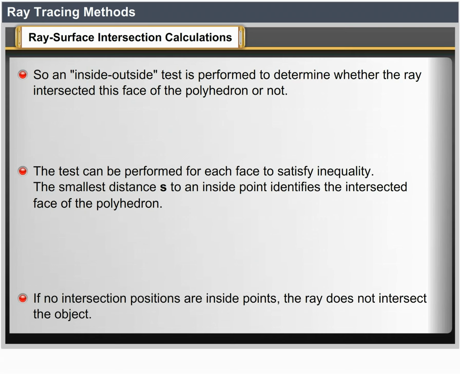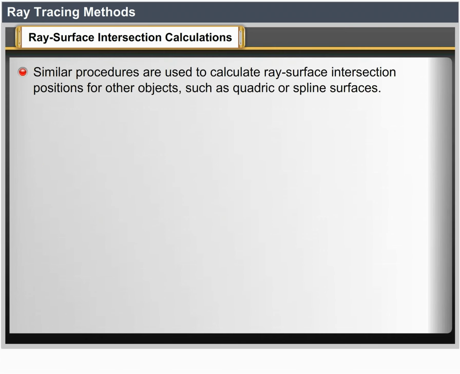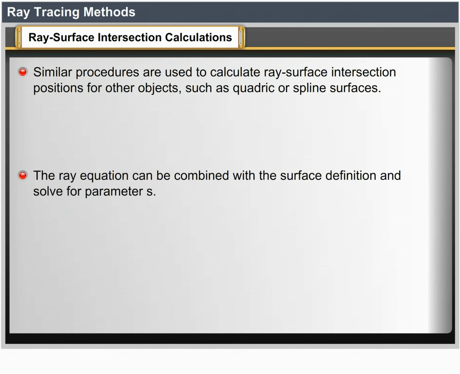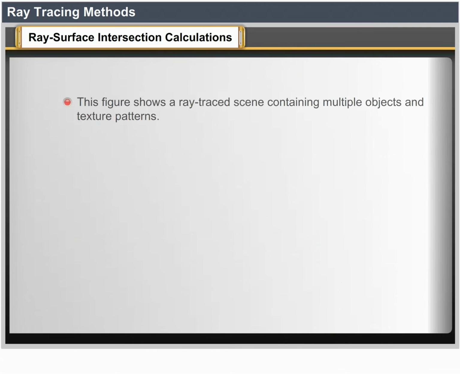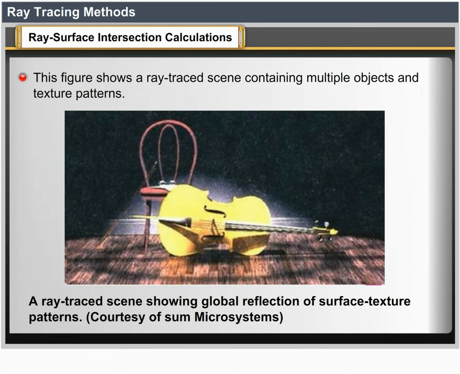Similar procedures are used to calculate ray-surface intersection positions for other objects, such as quadric or spline surfaces. We combine the ray equation with the surface definition and solve for parameter S. In many cases, numerical root-finding methods and incremental calculations are used to locate intersection points over a surface. This figure shows a ray-traced scene containing multiple objects and texture patterns.